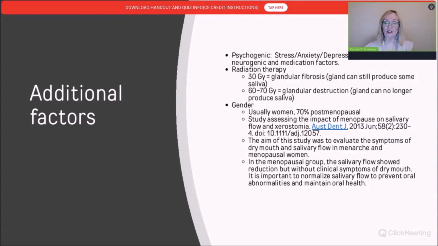Gender: usually women, 70% postmenopausal, and there's a study there for you to look at. They found that menopausal women may not have complained about xerostomia, although upon being tested in this particular study, they definitely had reduced salivary flow.